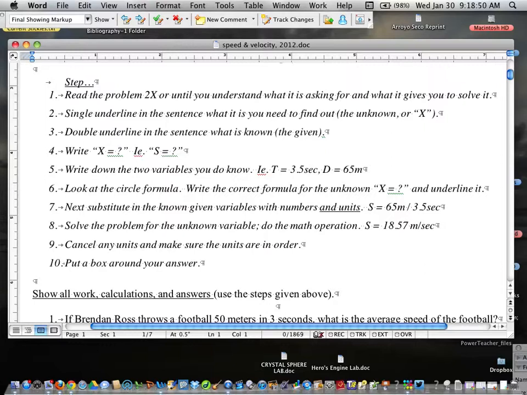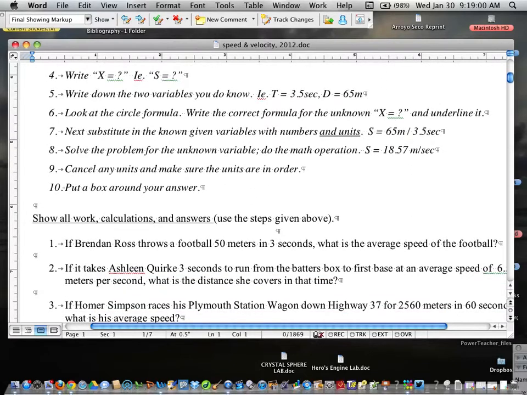When we answer the problem, you have to use the scratch paper. The scratch paper is the stuff you turn in. You do all your work in your lab notebook.